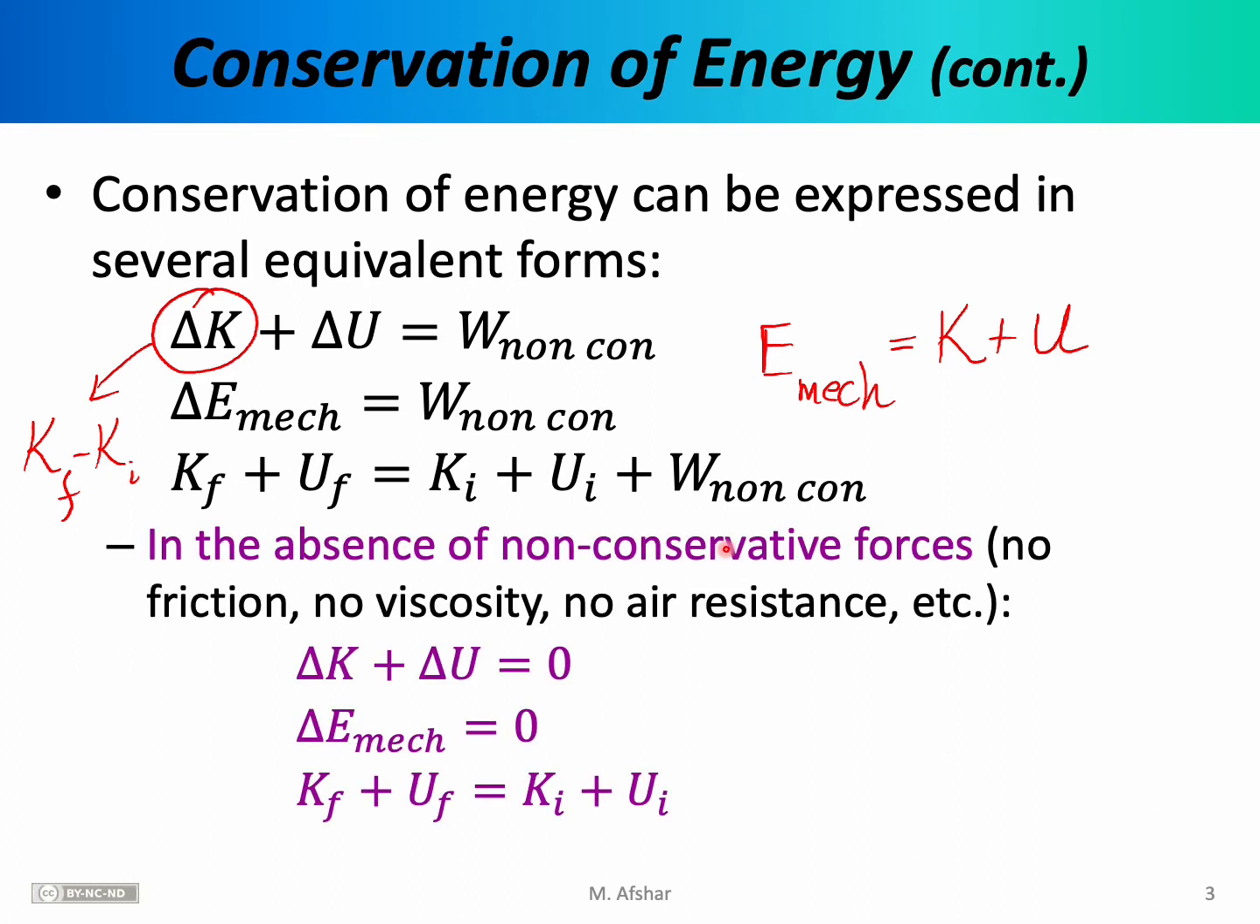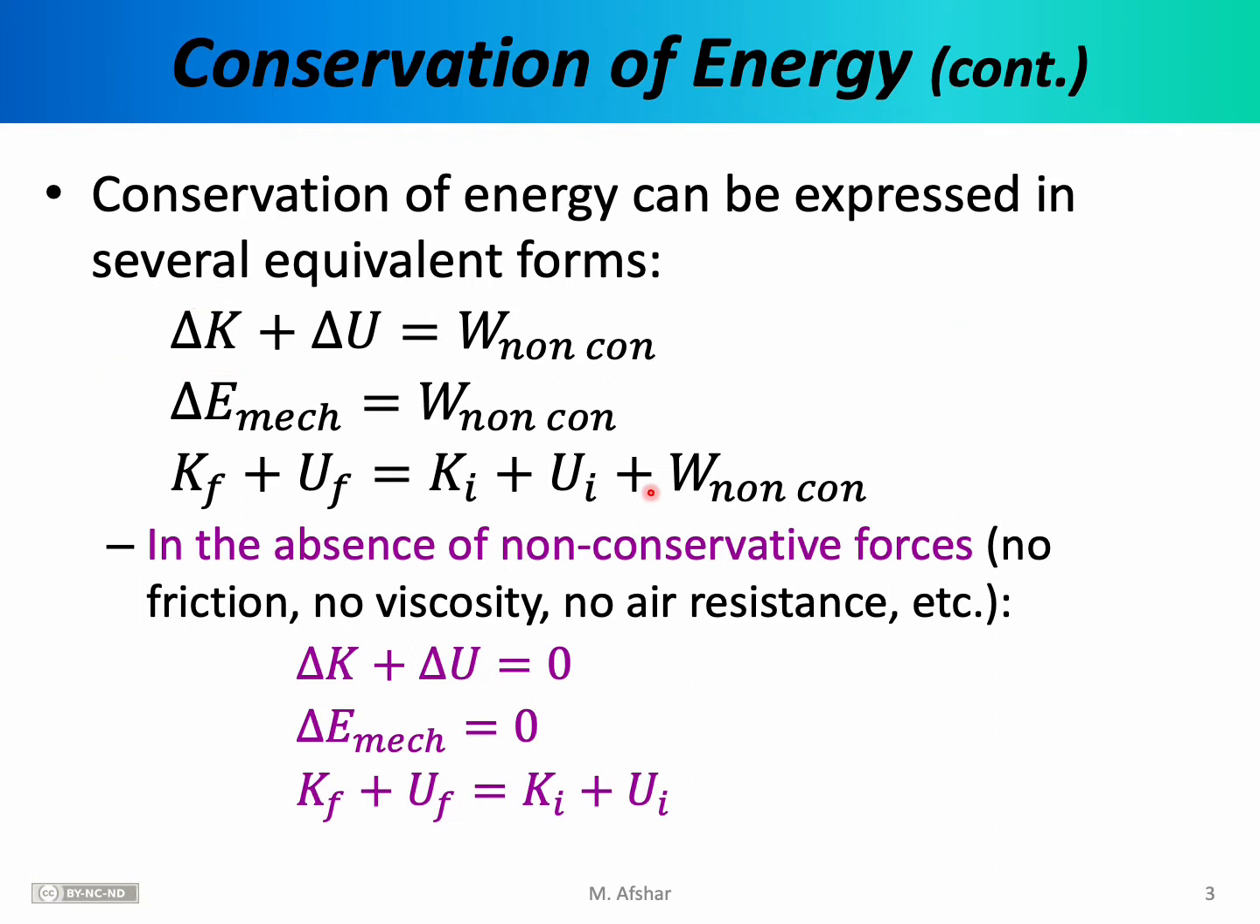In many of the examples or problems that we'll encounter, non-conservative forces will be absent. So we'll often deal with problems where we want to ignore drag because it's negligible, or where there is no friction, for example, because the object is sliding on ice or on a very smooth surface. So we can say that there is an absence of non-conservative forces. If the non-conservative forces are absent, then they are not doing any work. In that case, we can say W non-con is equal to 0.